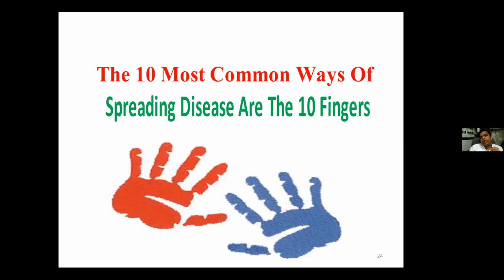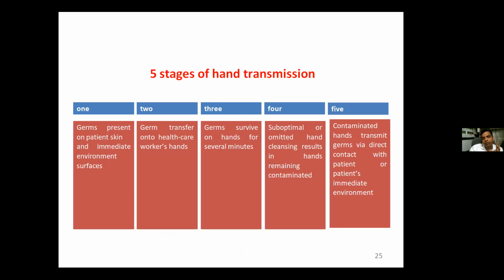Now let us understand what is the main culprit. Who is the main culprit of spreading healthcare-associated infections? It is the 10 fingers. So if you want to prevent the transmission of infection, we have to follow proper hand hygiene. Now, why are hands held as the culprit for transmission of infection?